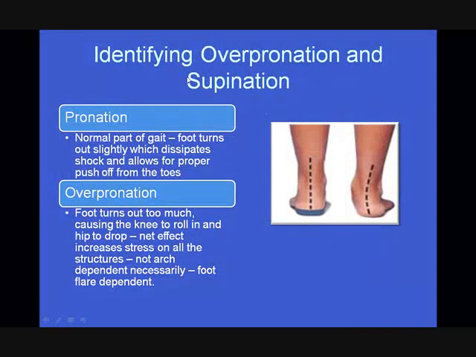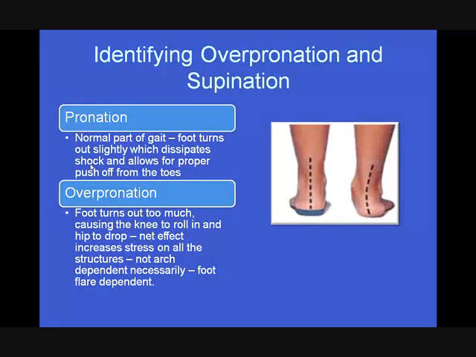Identifying pronation and supination. You'll see on the diagram to the right how the right foot collapses in and the foot toes out. That's called overpronation. Pronation is a normal part of gait. The foot turns out slightly, which dissipates shock and allows for proper push-off from the toes. Overpronation, it turns out too much, causing the knee to roll in and the hip to drop.